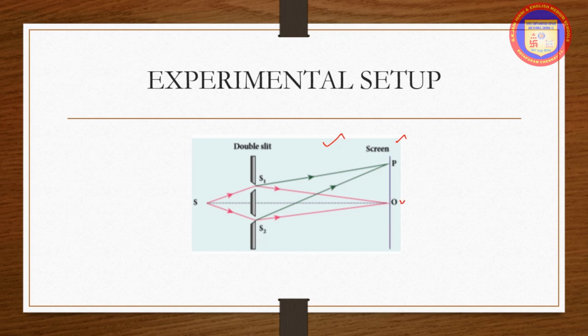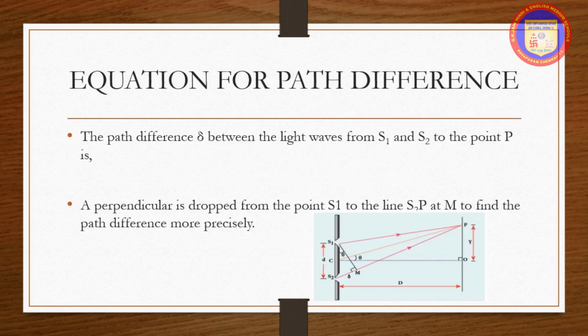At the point O on the screen, waves from S1 and S2 travel equal distances and arrive in phase. These two waves interfere constructively and a bright fringe is obtained at O. This is called the central bright fringe. The fringes disappear and there is uniform illumination on the screen when one of the slits is covered. This shows clearly that the bands are due to interference. Next we will go in for the equation for path difference.